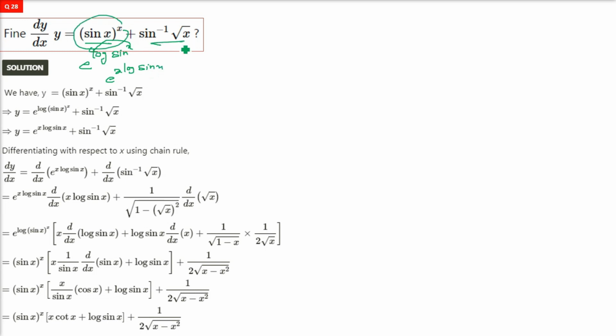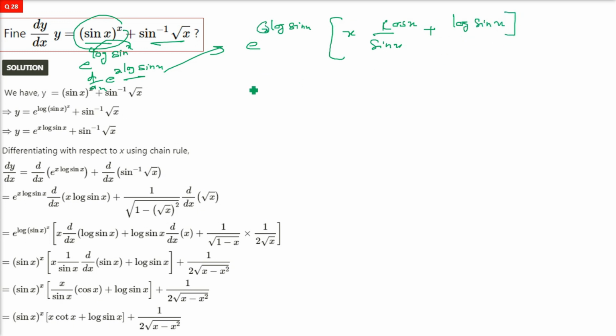Let us differentiate this one first. So dy by dx we are doing this one. e to the power x log sin x will be that thing only. Then x log sin x will be x times 1 by sin x times cos x. And then we have a plus log sin x, d by dx of x will be 1. d by dx of x is 1. So e to the power x log sin x, and this was essentially sin x to the power x only. So sin x to the power x, you can write it here.